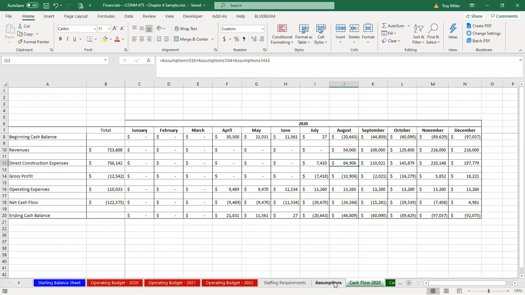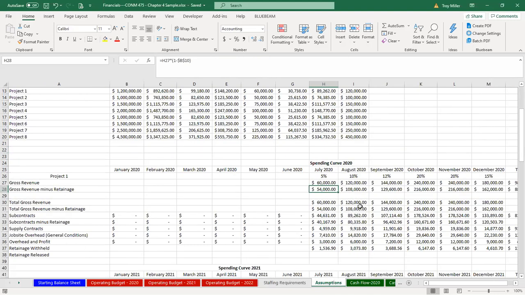So if I come back here to the assumptions page, what I'm basically saying is in August, I will be paying $9,918 worth of overhead. And then I'm going to be paying the subcontractor, not the $44,000, I'm going to be paying him the $40,000.